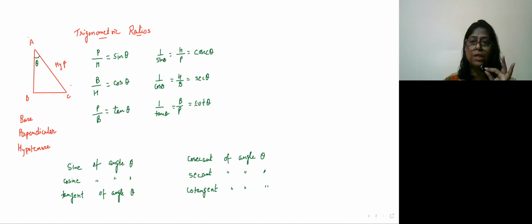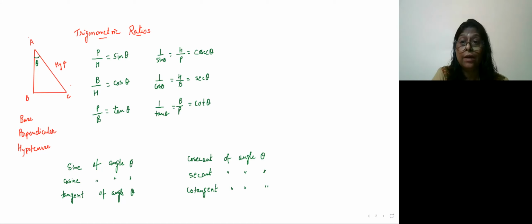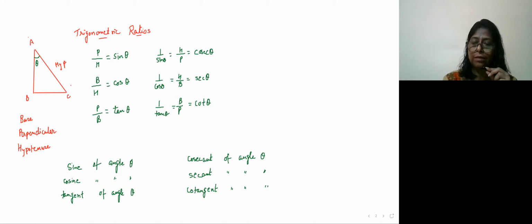Now children, here you can see cot theta, sec theta, sine theta, tan theta. All these ratios are associated with an angle, theta or whatever we will learn later on. Right now we are considering theta. So it has to be associated with an angle. Now just now I told you that the base and the perpendicular keep changing according to the angle.